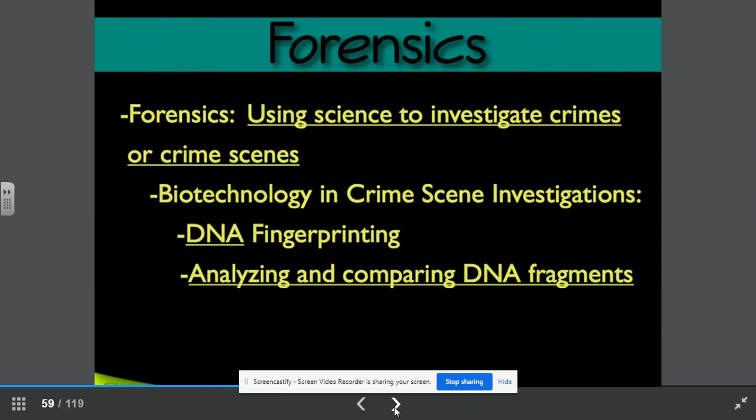Now we're going to investigate another important field of biotechnology, the field of forensics. Forensics, on page 13, uses science to investigate crimes or crime scenes. Biotechnology in crime scene investigations includes DNA fingerprinting and analyzing and comparing DNA fragments that are left behind.